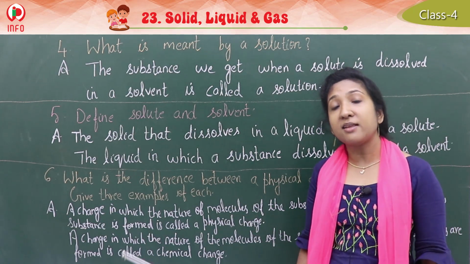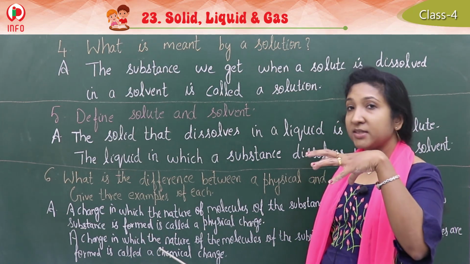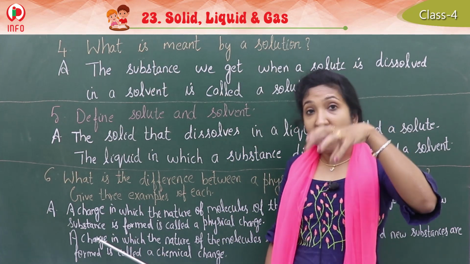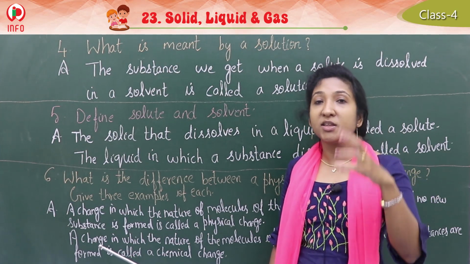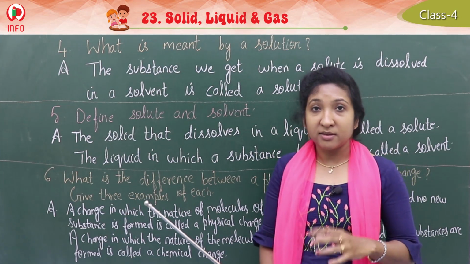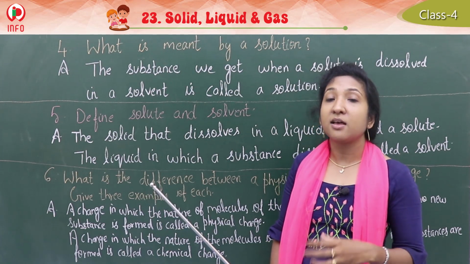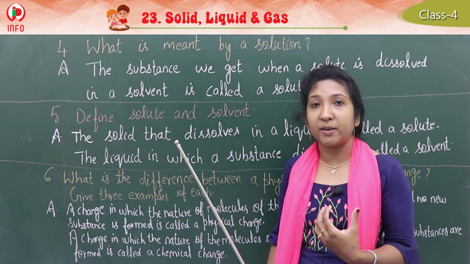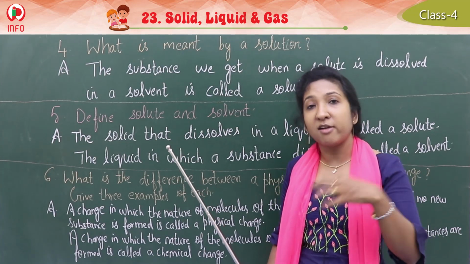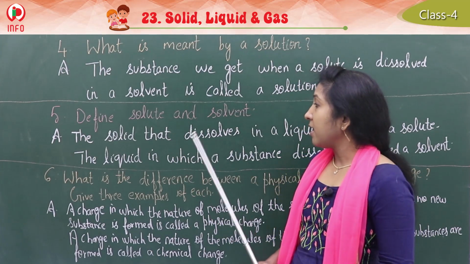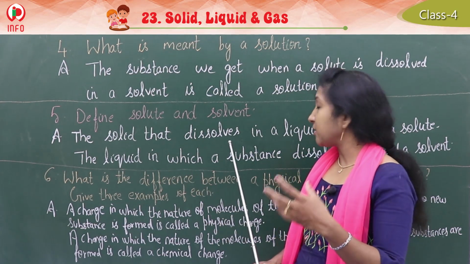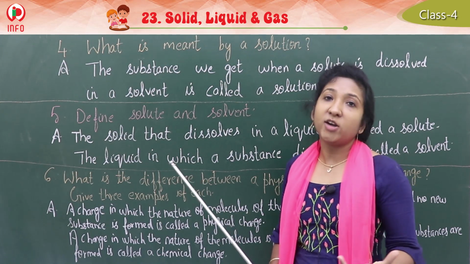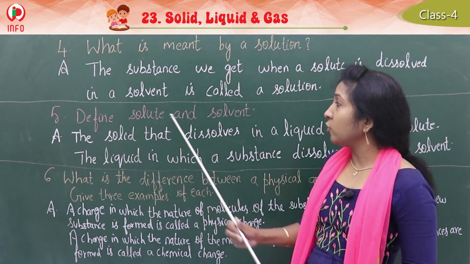Now what is solute and solvent? Solute is a substance or the solid that dissolves in a liquid. Yes, the solid that dissolves in liquid is solute. Sugar dissolves, isn't it? Sugar is a solute. Salt dissolves in liquids, dissolves in water. So salt is a solute. The liquid in which the substance dissolves, that liquid, it is solvent. That is water. Yes. So define solute and solvent.